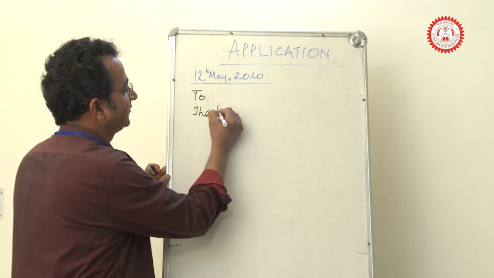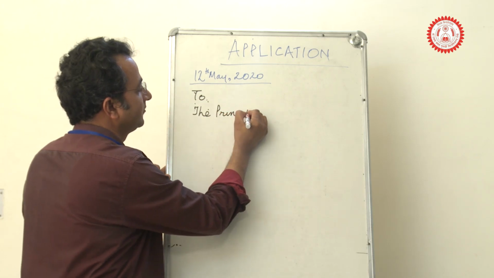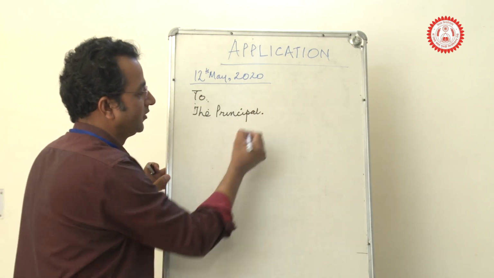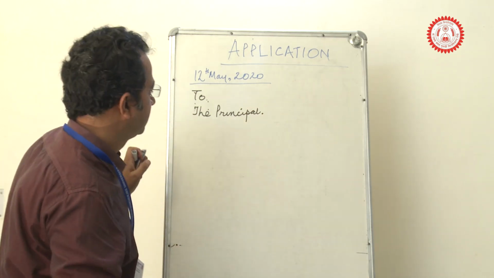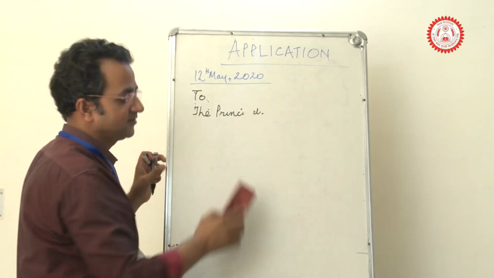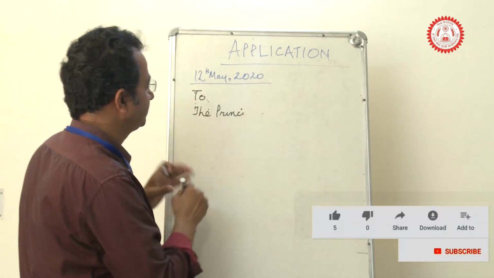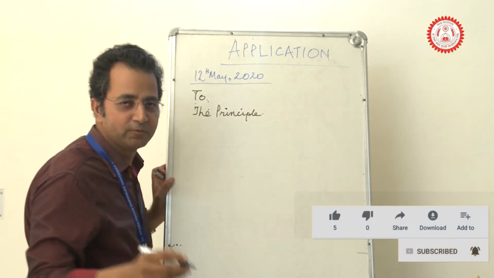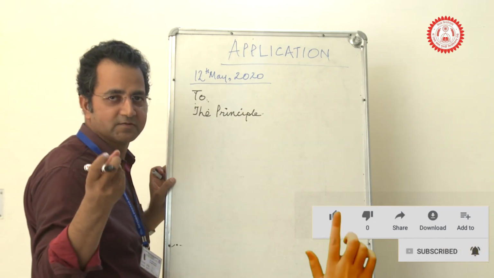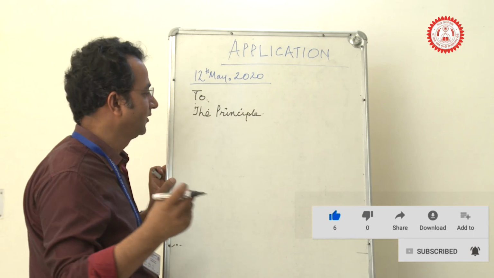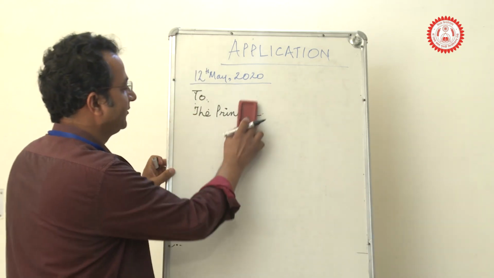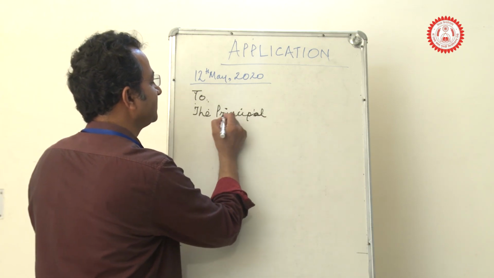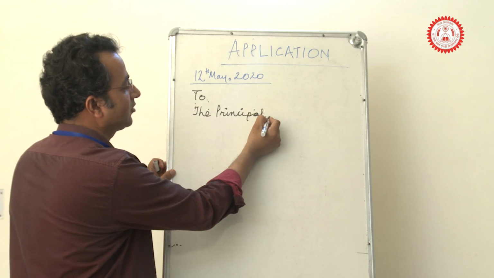To the Principal. Once again, I would like to tell you, and then a comma. Majority of my students commit a mistake while writing this application, and they write "principle". There is a difference between principal and principle. Principle means theory, some theory or siddhant. But the one you mean here will always be principal, with "al". This is principal. Now the comma should come here.